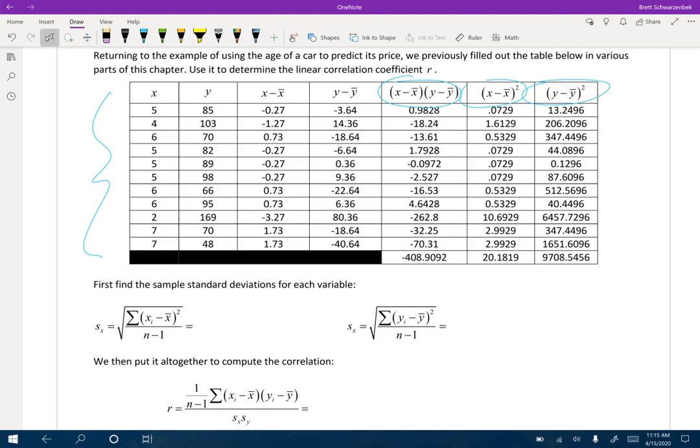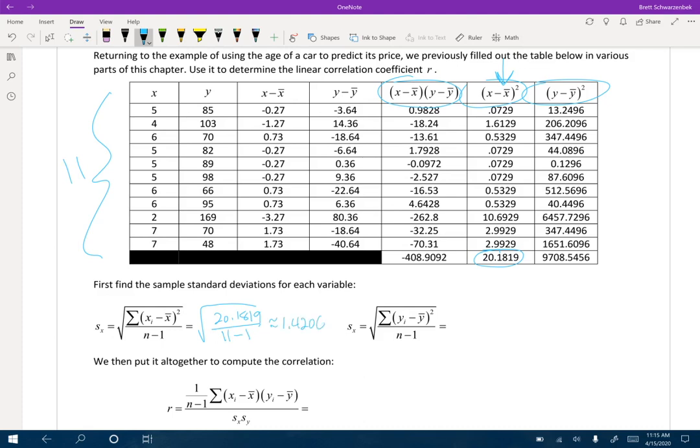So remember, Sx is the equivalent of the square root of the sum of all the x minus x bar squared. So that is here. So the sum is 20.1819 over n minus 1. Remember, there are 11 cars. So if we do this, we're going to get approximately 1.4206.